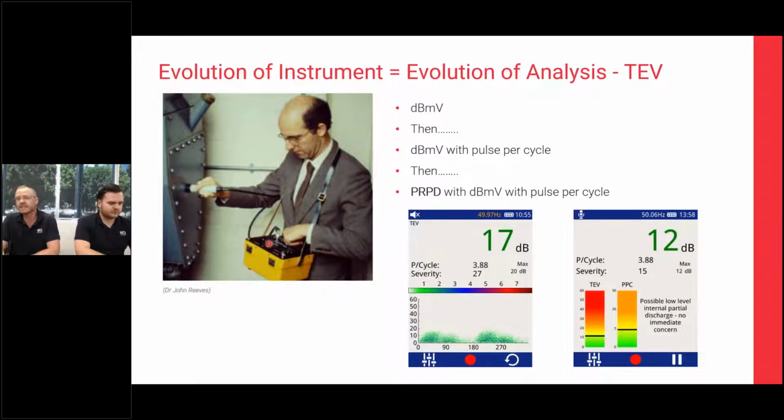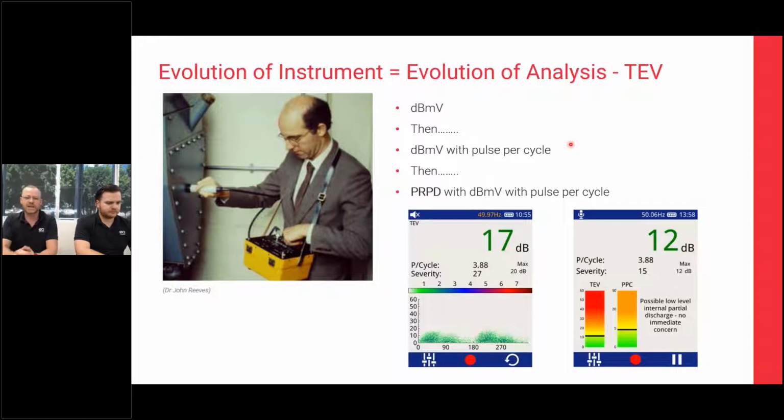Now, as I understand it, as our boss Neil tells the story, this one here measured decibel millivolts, and that's all it measured. So when we first started looking for PD in the TEV range, we were looking at decibel millivolts only. And then research occurred over years, technology got a bit better, PA Technology invented some more instrumentation, and then they were able to count up the pulse per cycle count.